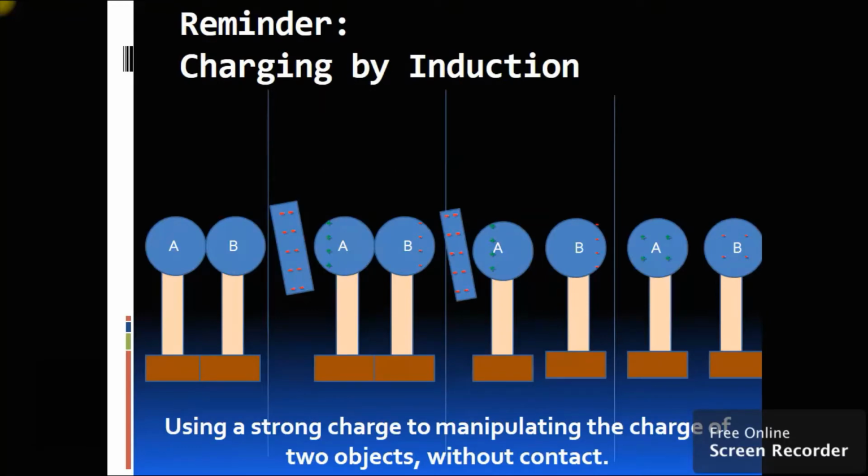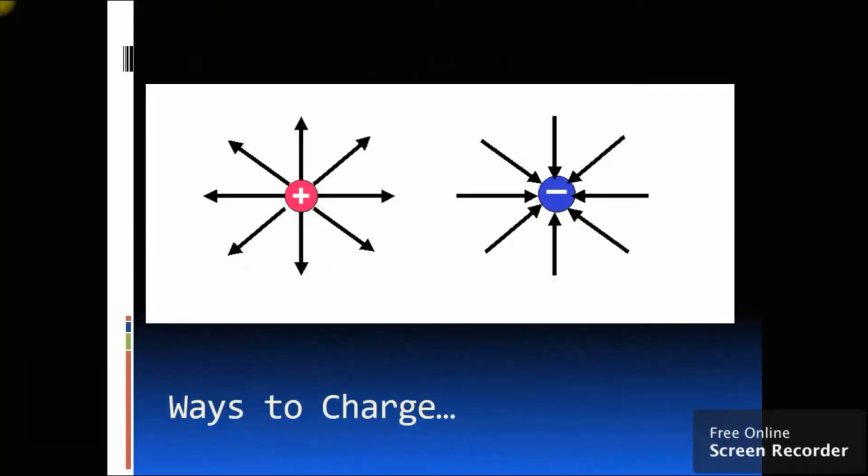A reminder, there's the charging by induction situation. You start off with the metal balls in contact. You bring in a charged rod that pushes the electrons away from the charged rod, so they go to B, and A gets the positives. Then you separate the balls in the third picture, and then you take the charged rod away, and now you have a bunch of charge on B, the opposite of the rod, and the opposite charge on A. Similar idea is what we're going to do today.